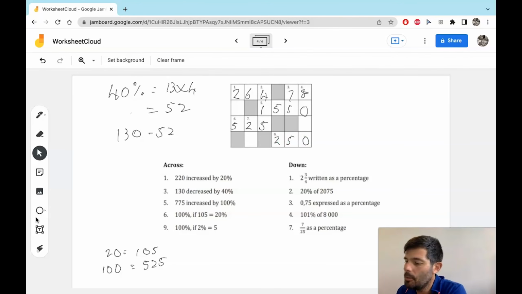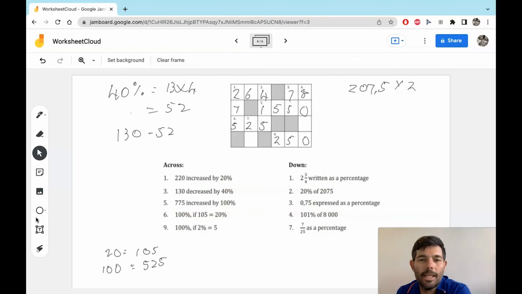Right, let's look at our down options. 2 3/4 as a percentage is 275%. Okay, 275%. 20% of 2,075, so to get 10%, we divide by 10, okay, which is 207,5. So 20% will be 207,5 times 2, which looks like 415. And there you can see it there. It's already there, 415. Okay, so it's a nice little check.